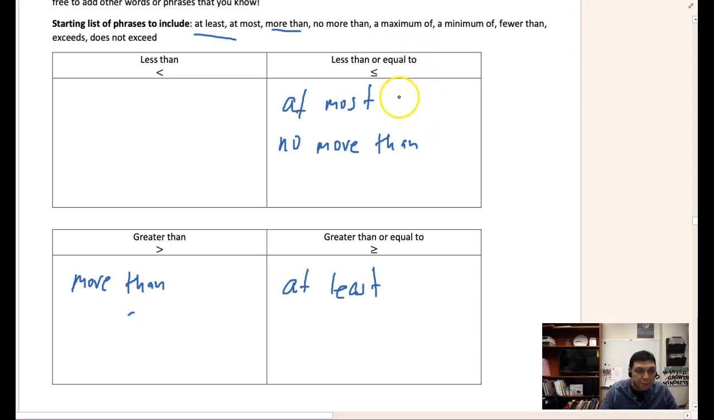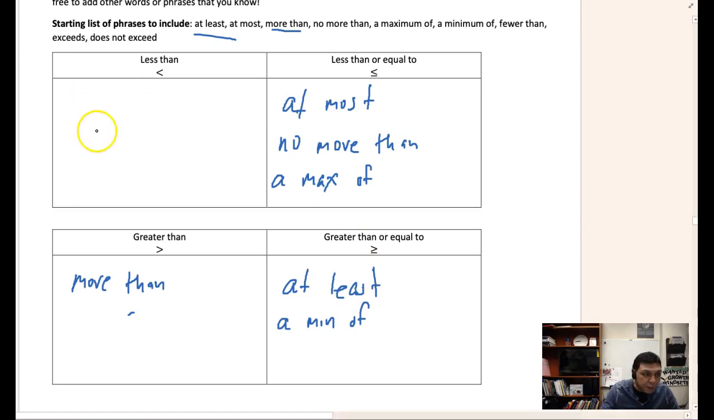A maximum of 10, this would go here. A max of, how much is it going to cost me? A max of 10. That means 10 or less. A minimum of 10 is going to be right here. A min of, how much is it going to cost me? A minimum of $10. So it's going to be 10 or more.